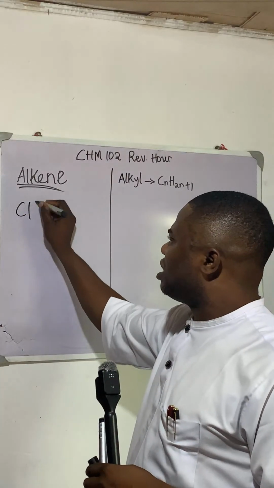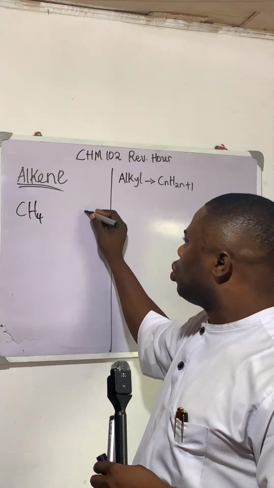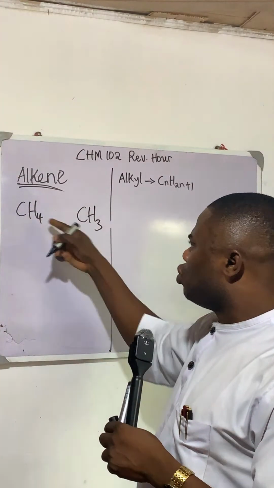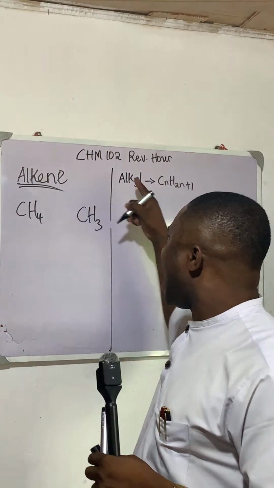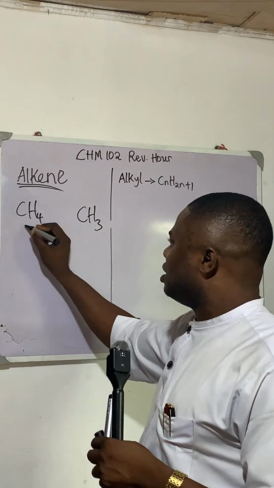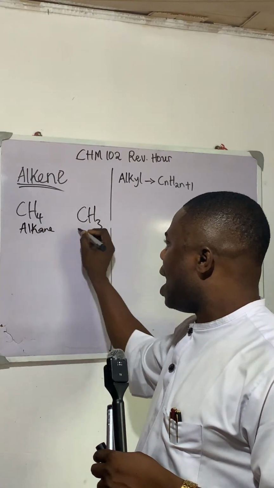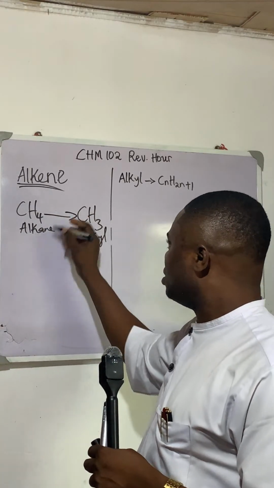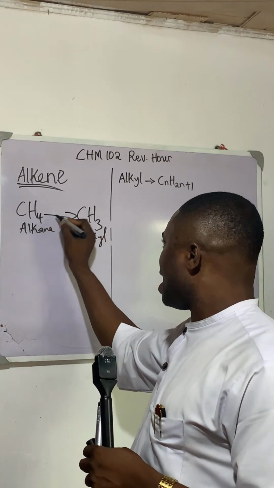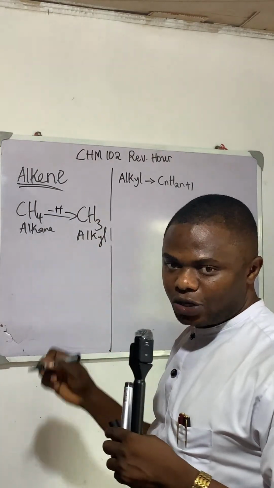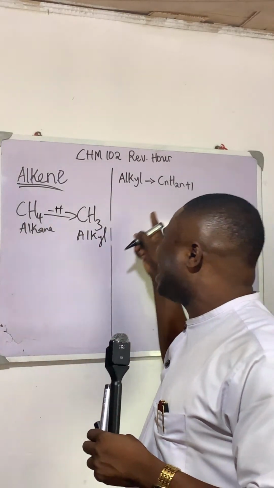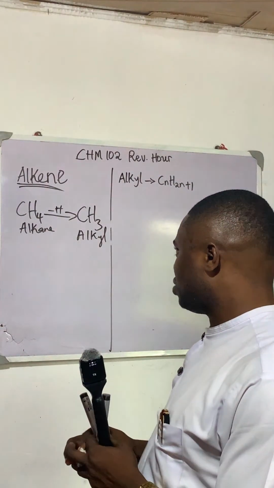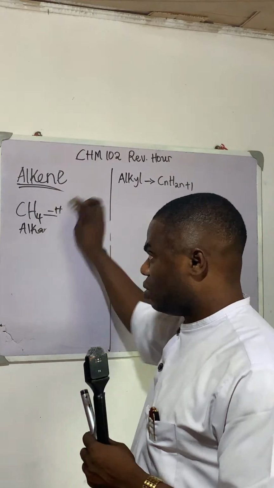If this is CH4, that is methane, and you also have CH3, that is methyl. This is alkane, and this is alkyl. You see the difference between alkane and alkyl. This group is gotten from alkane by removal of one hydrogen atom. That is what I'm trying to say. The alkyl is gotten from alkane by the loss of one hydrogen atom. Take note of that. Please don't forget that too.